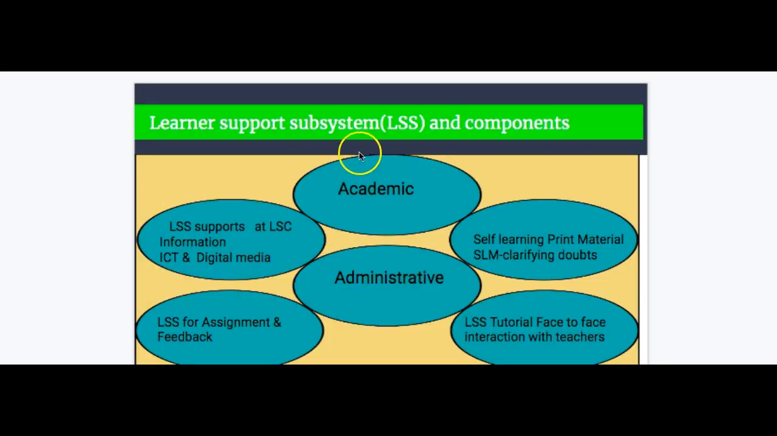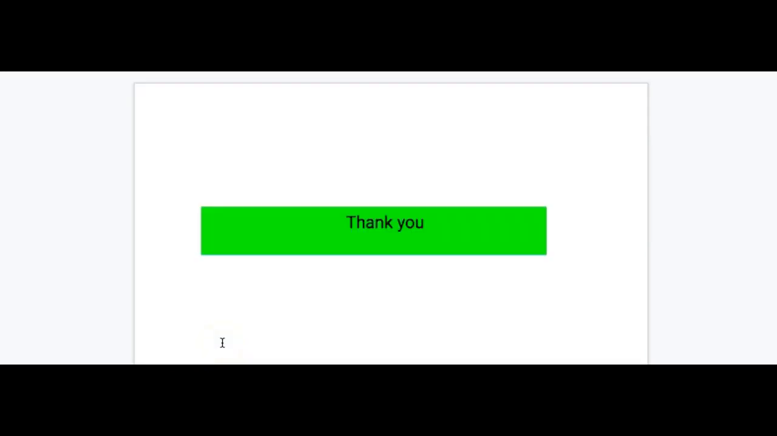Then let us see how academic and administrative support is rendered to the learner. At the LSCs, through information technologies and digital media. For the self-learning print-based SLM, clarifying doubts to them. LSS tutorials face-to-face provide interaction with the teachers, and LSS is there for the assignments and feedback, as I have said earlier.